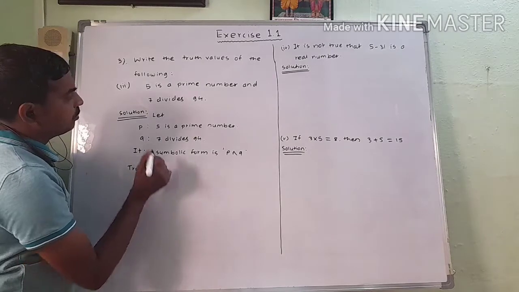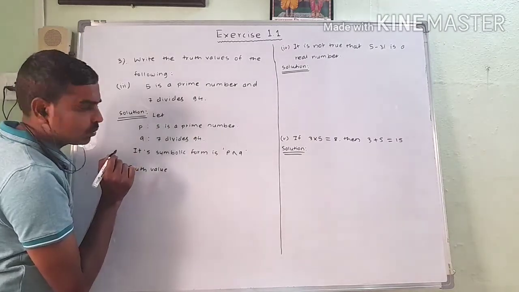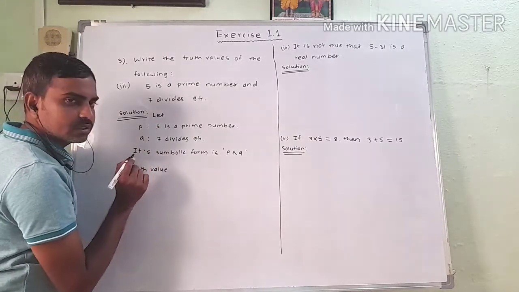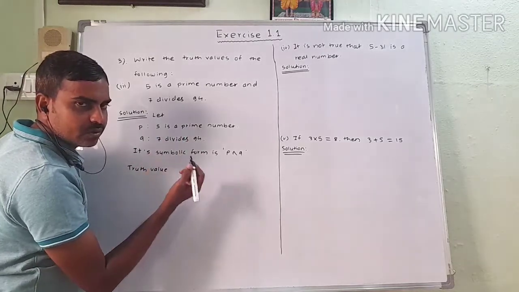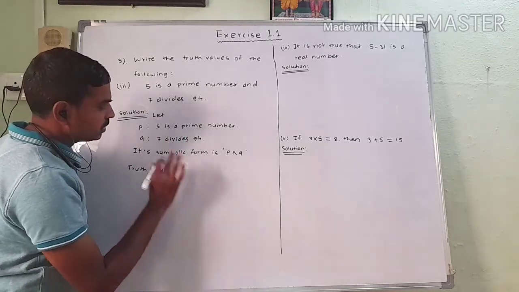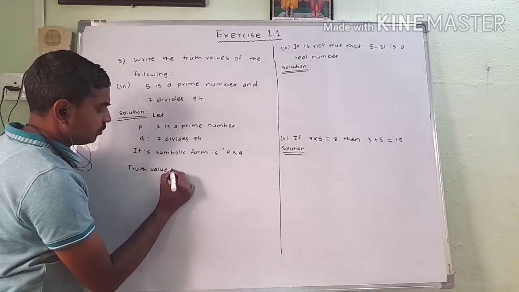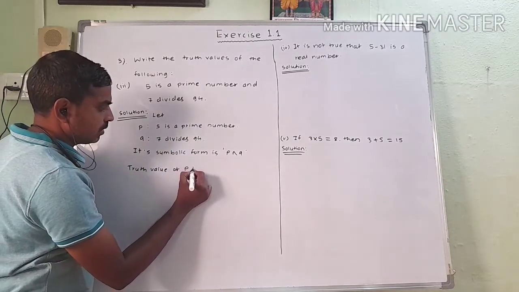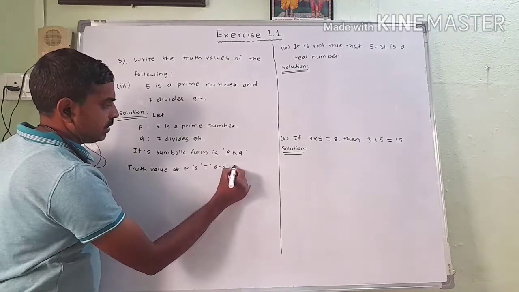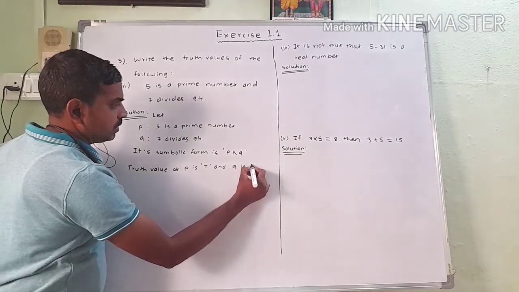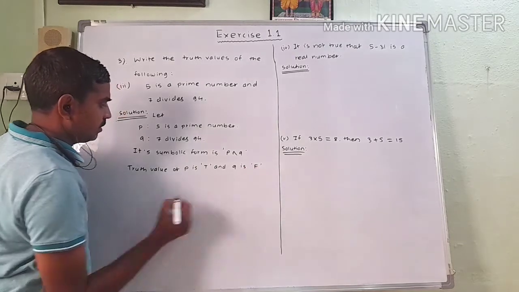Now we will write truth values. The truth value of P, 5 is a prime number, is true. 7 divides 94: is 94 divisible by 7? 94 is not divisible by 7. Therefore its truth value is false. Therefore the truth value of P is capital T and Q is capital F.